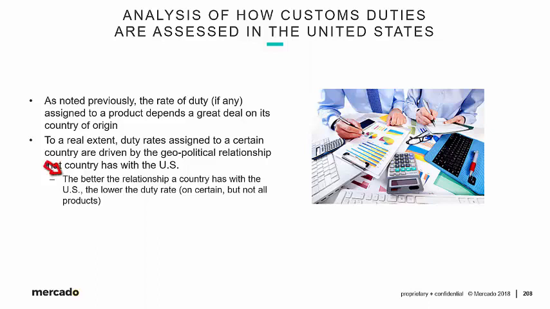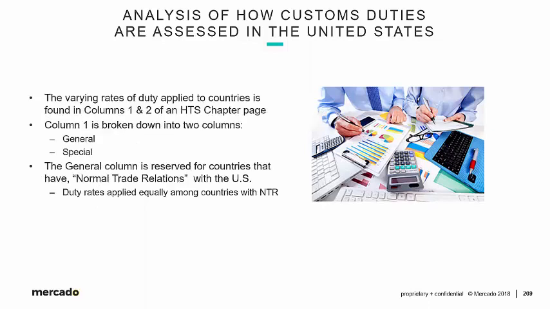Sub-bullet, let's say it again a little differently. The better the relationship a country has with the U.S., the lower the duty rate on certain, but not all, products. That's another important point to make. Textiles, for example, no matter where they come from, have a tendency to be higher duty rates. We saw that in our denim jeans, 16.6% coming out of China. For certain, before we move on, the U.S. plays favorites. And the more we like a country, the lower the duty rate, usually, but not always. We saw this. We're going to dig even deeper into the subject.